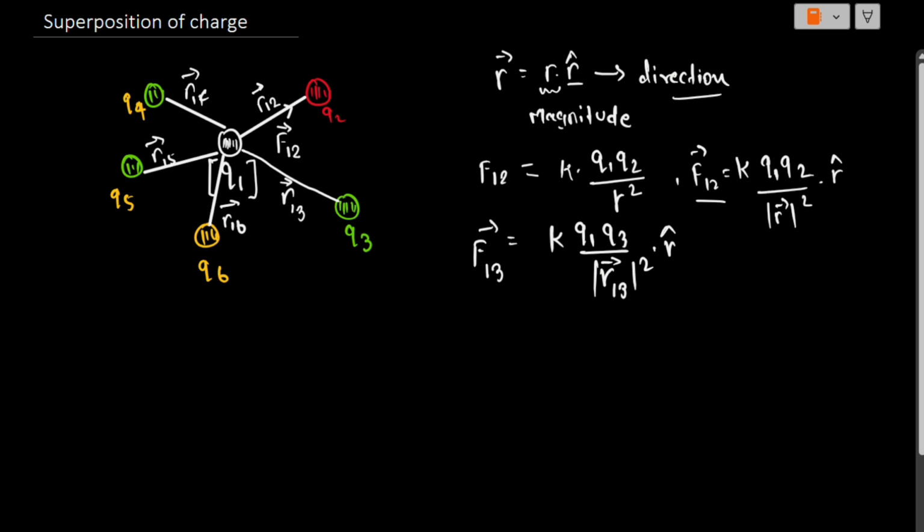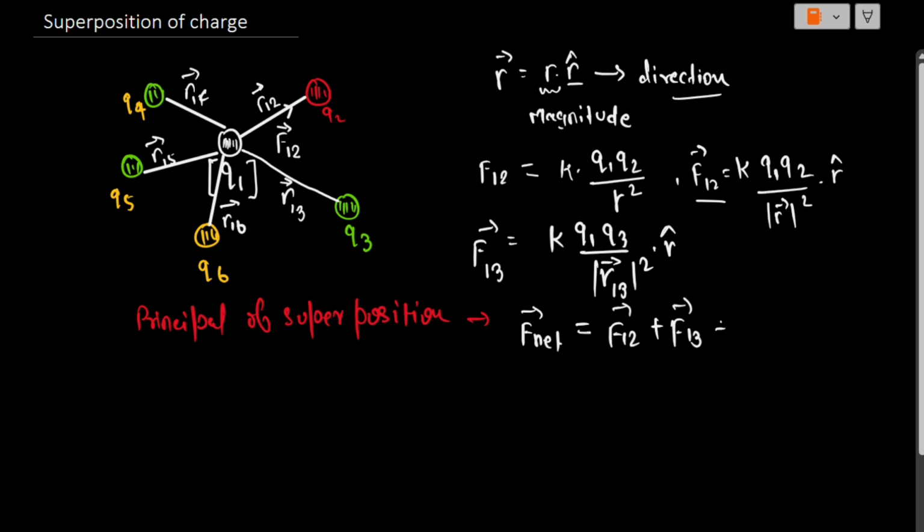So according to the principle of superposition, what it says is that the total force, F net, is equal to the vector sum of all forces. So our first force is F12. Okay, let's write it with the white color. So F12 vector plus F13 vector plus F14 vector plus F15 vector plus F16 vector, right?